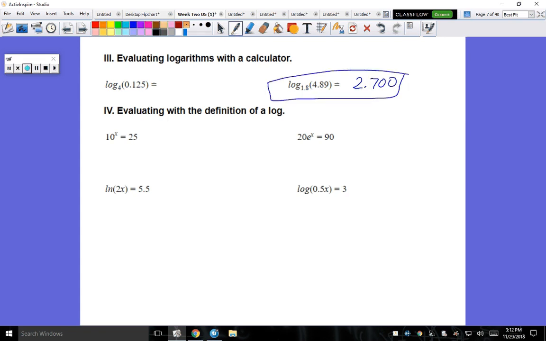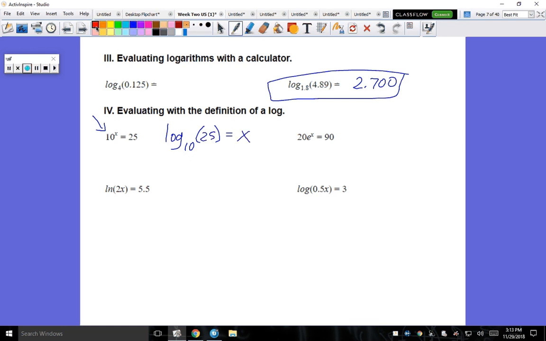Alright. Evaluating with the definition of a log. Here we go. What kind of function is this? Exponential. The best way to solve an exponential, McKaylee, is to do what? Turn it into a log. So, what should I do, McKaylee? How do I write it? Log base what? 10 of what? Yep, is equal to? Yes, okay.